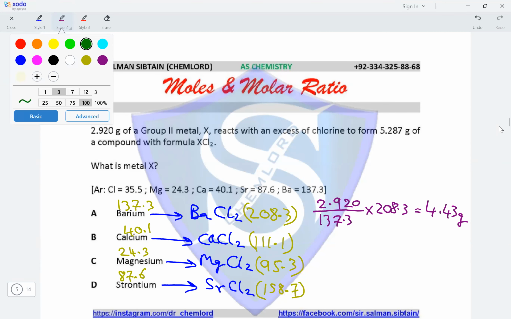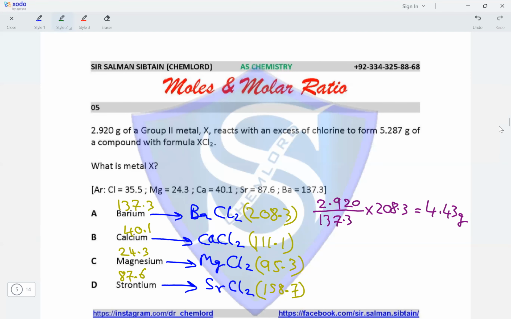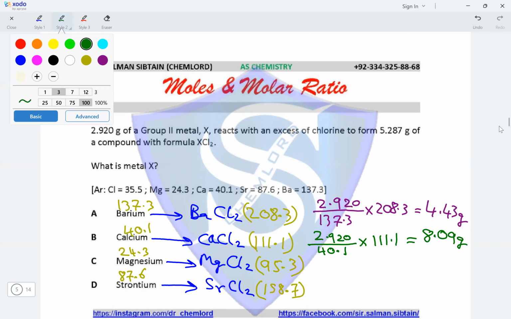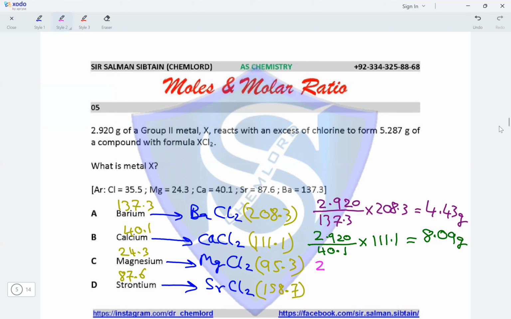Next we have calcium. So for calcium, we would perform the calculation 2.920 upon 40.1 into 111.1. So this would give us a value of 8.09 grams, which is incorrect as well. So calcium is not the metal. Next, we have magnesium. So for magnesium, the calculation would be 2.920 upon 24.3 multiplied by 95.3, which gives us a value of 11.45 grams, which is also incorrect.